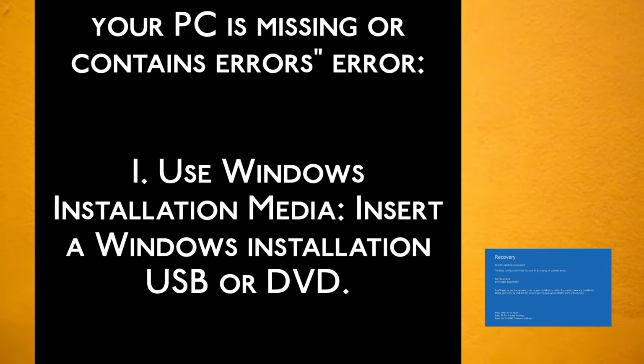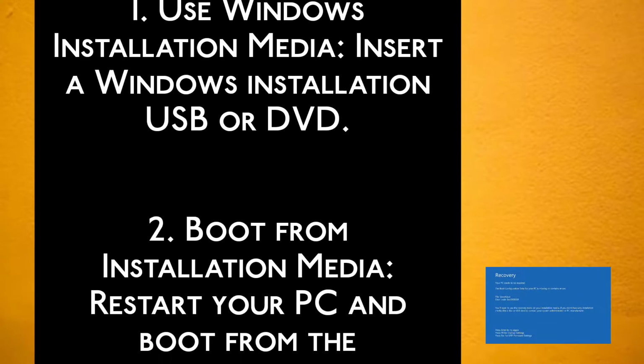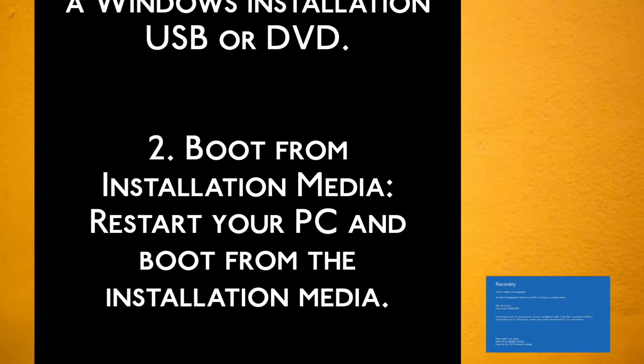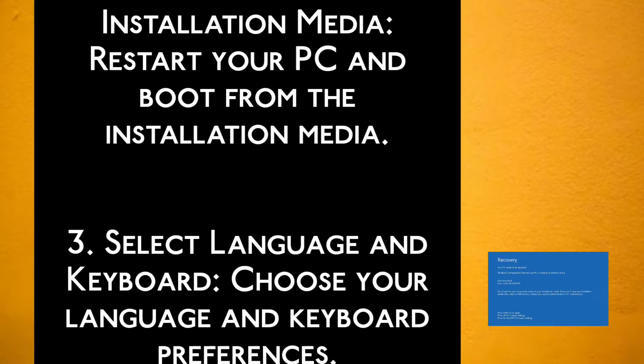Step 1. Use Windows installation media. Insert a Windows installation USB or DVD. Step 2. Boot from installation media. Restart your PC and boot from the installation media.